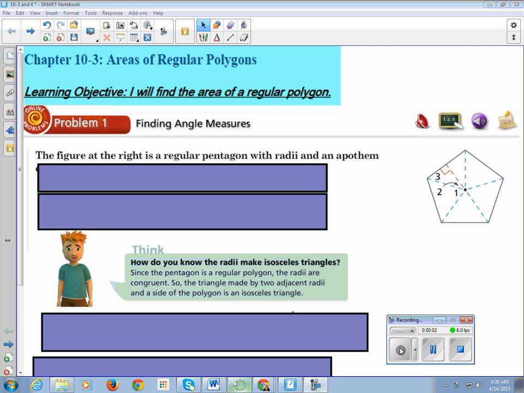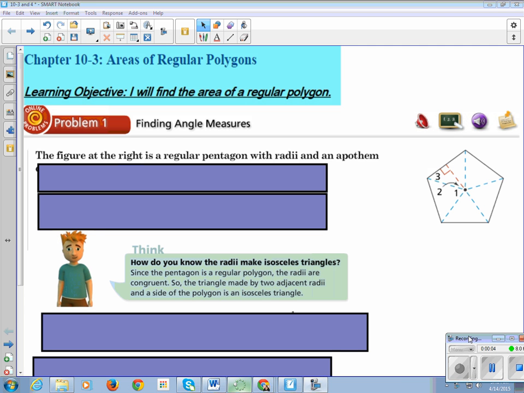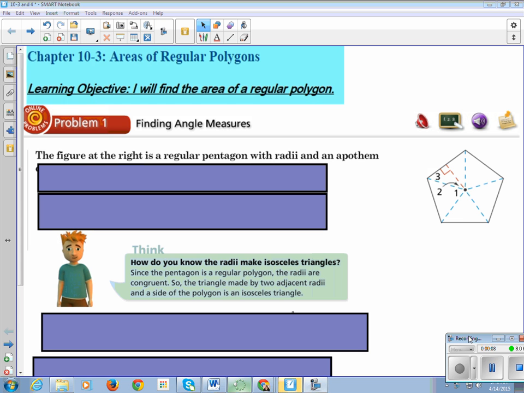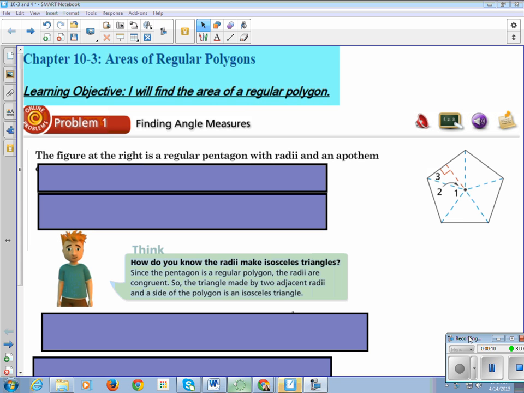All right, this is Chapter 10, Section 3, Areas of a Regular Polygon. Your learning objective today is that you will find the area of a regular polygon. Before we talk about area of regular polygons, it's important we know what regular means. What does it mean to be a regular polygon?